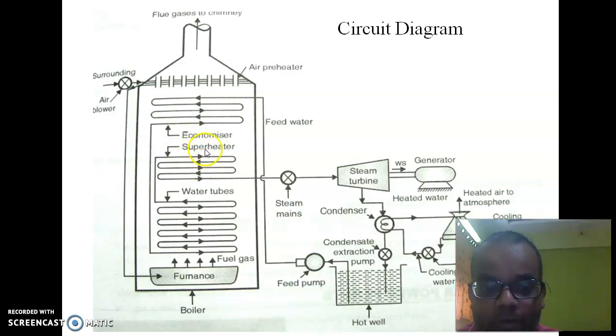Now, which are they? One is the superheater. Second is the economizer. And third is the air preheater. These are the three accessories. Now, what is the function of a superheater?